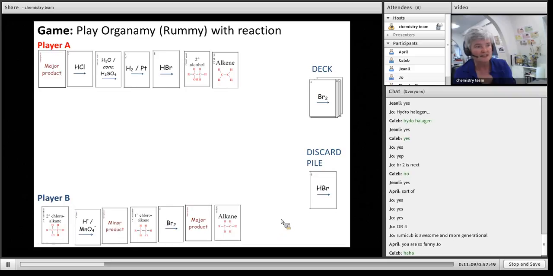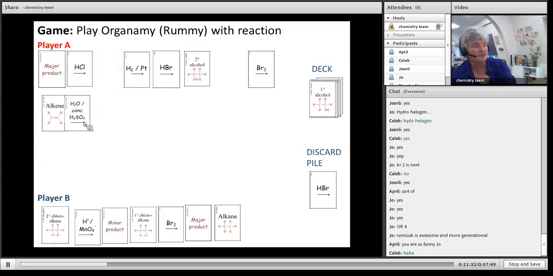So there's a deck that you pick up the cards from. There's your discard pile that you're going to throw it down on. So if player A picks up that card, he looks and goes, okay, that's a reaction condition, so is that, so is that, so is that. But can I use any of these as a product and as a starting material? And yes, you can.